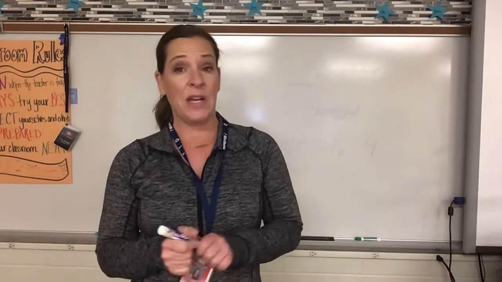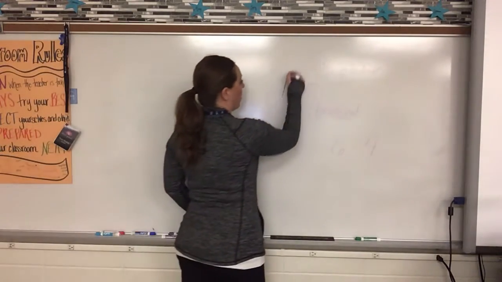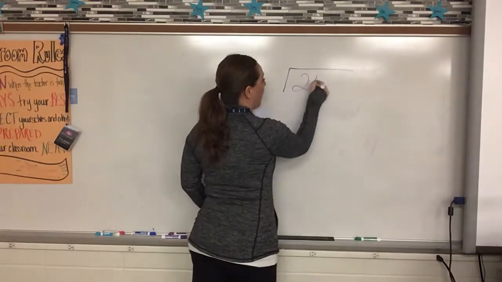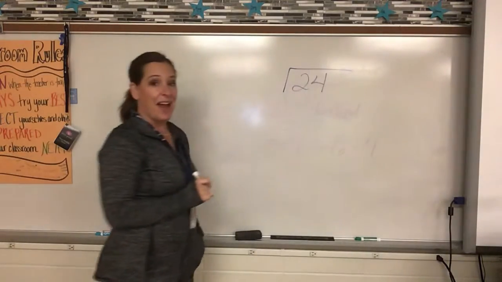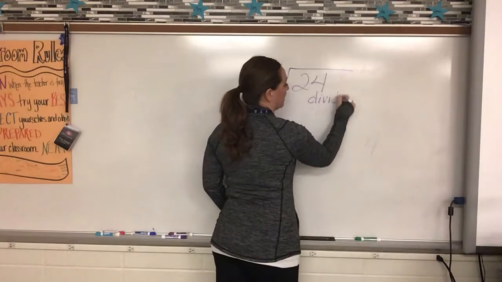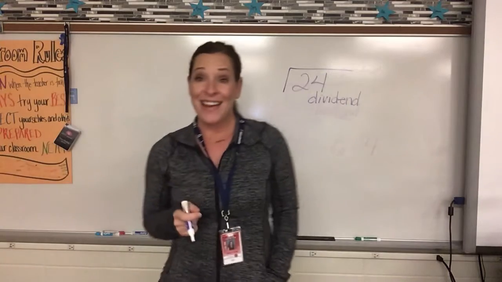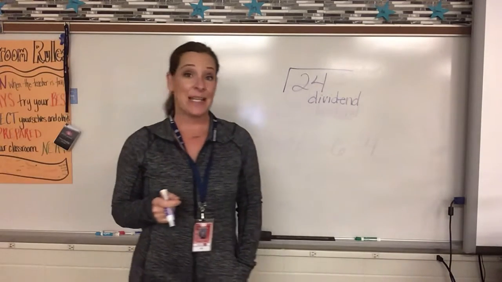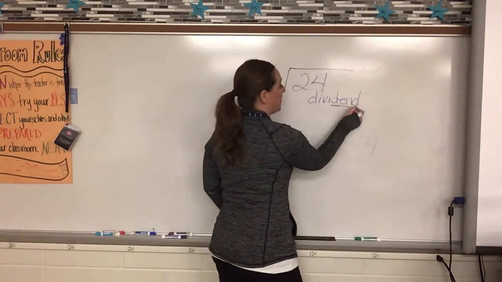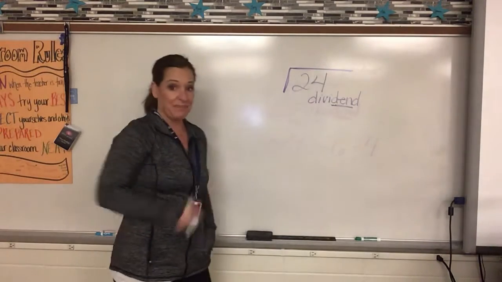But before we get into our problems, I wanna talk about some vocabulary. So we know that the number that goes inside under the division symbol is called the dividend. Sort of like a bear hibernating in the wintertime. He sleeps in a den. That's how we know that this little space in here is called the dividend, okay?